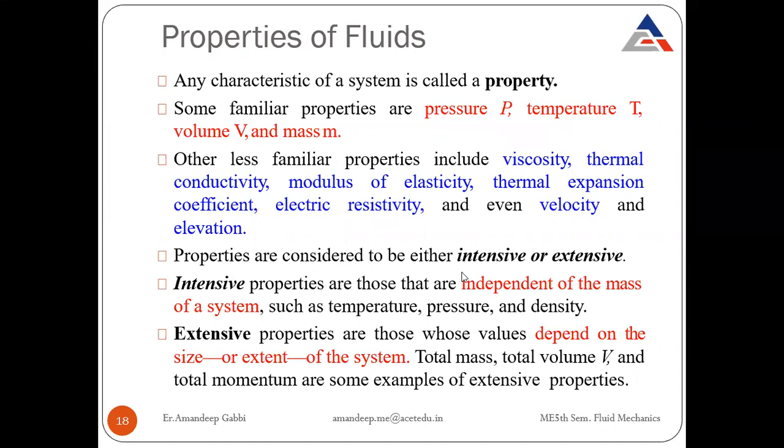Properties are considered to be either intensive or extensive. I hope you understand what intensive properties and extensive properties are. Intensive properties, as I've taught in your first year also, are those properties which are independent of the mass of the system, and extensive properties are those which are dependent on the mass of the system. An example of an intensive property is temperature, which does not depend on the mass of the system.